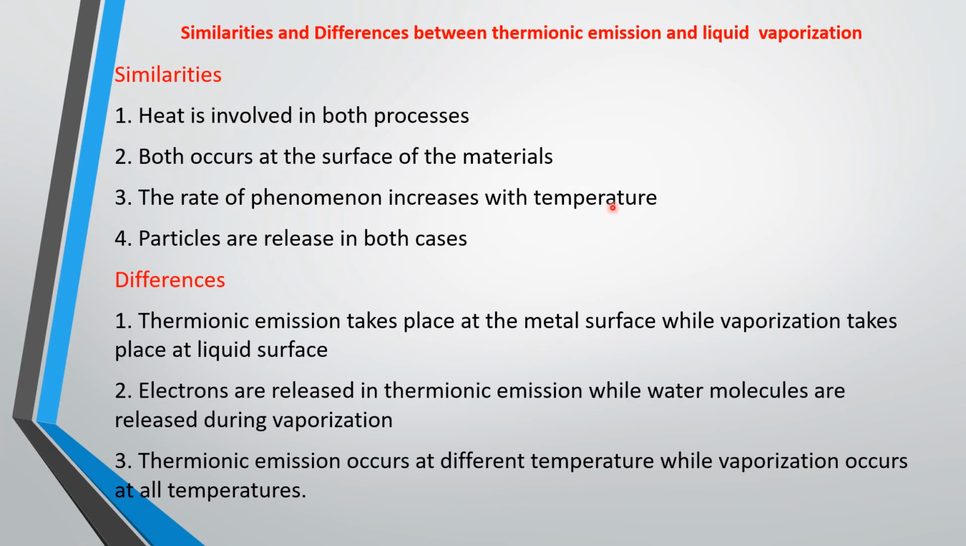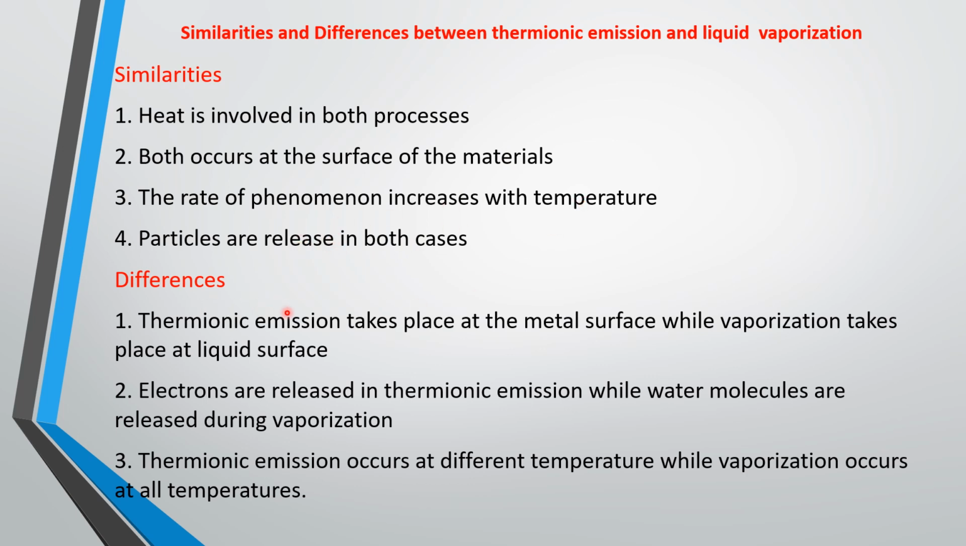So, similarities and differences between thermionic emission and liquid vaporization. Similarities: in the two instances, heat is involved in both processes. Both occur at the surface of the materials. Liquid evaporation occurs at the surface of the liquid, while thermionic emission occurs at the surface of a heated metal. The rate of the phenomenon increases with temperature. Evaporation increases with temperature, the same thing with thermionic emission. Particles are released in both cases: liquid particles, which come out as vapor, and for thermionic emission, electrons that are released.